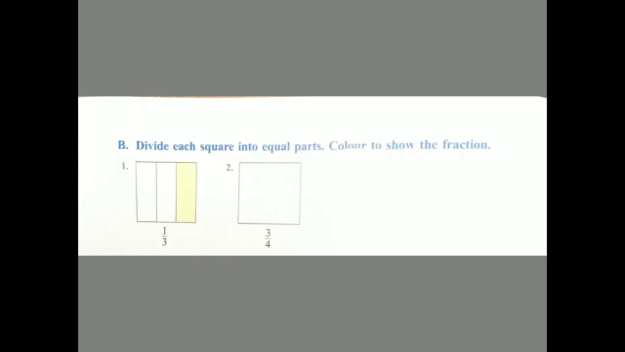Divide each square into equal parts. Color to show the fraction. First one is 1 by 3. So we have to color one part out of 3 parts. So first square, divide it into 3 equal parts and one part is shaded with yellow color. Second one, we have to color the square with 3 parts out of 4 equal parts. So for that we have to divide the square into 4 equal parts and 3 parts have to be colored.